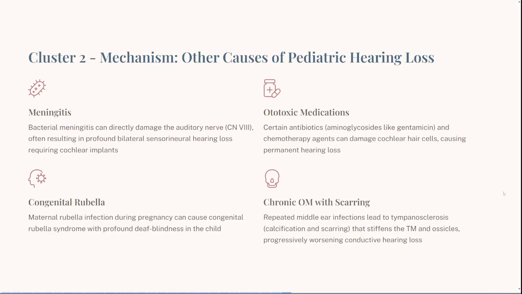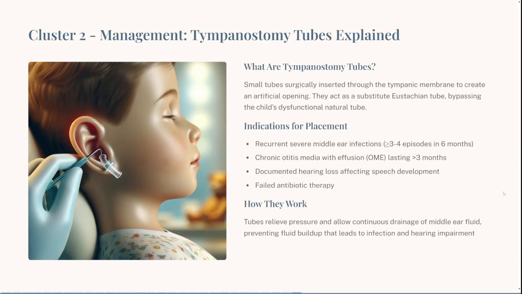This brings us to the surgical fix for all these chronic ear infections. Tympanostomy tubes, ear tubes. What's the indication? You put in tubes for kids with recurrent severe middle ear infections, or for a kid who has chronic fluid behind the eardrum, otitis media with effusion, that's sticking around for months and starting to affect their speech. So the tubes act like an artificial eustachian tube. That's exactly what they do. They create a little hole to relieve the pressure and let any fluid drain out, completely bypassing the kid's dysfunctional natural tube.